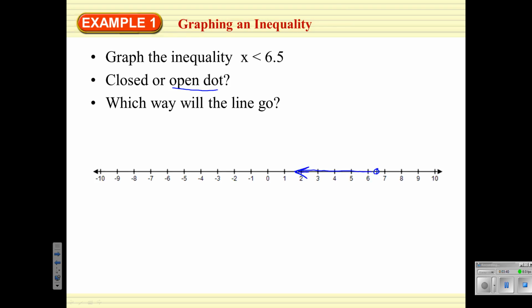In other words, all of these values on my shaded line would make this number sentence true. I could pick any value. -7 is less than 6.5. 0 is less than 6.5, and I would actually shade the whole thing, but I'm not going to. So there's example 1, just graphing. If it was less than or equal to, we would just close this dot. This graph shows that 6.5 is our boundary point, but it's not included in the solution.